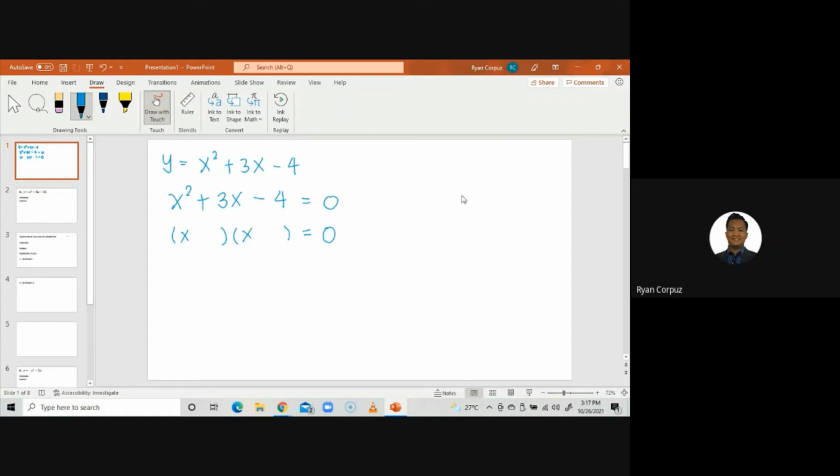Ano yung positive dun sa 4 and 1? 4. Yung 4. Laging positive yung mas malaki. Laging, kung ano yung sign ng middle term, kapag negative yung last term, yun yung sign ng larger number.